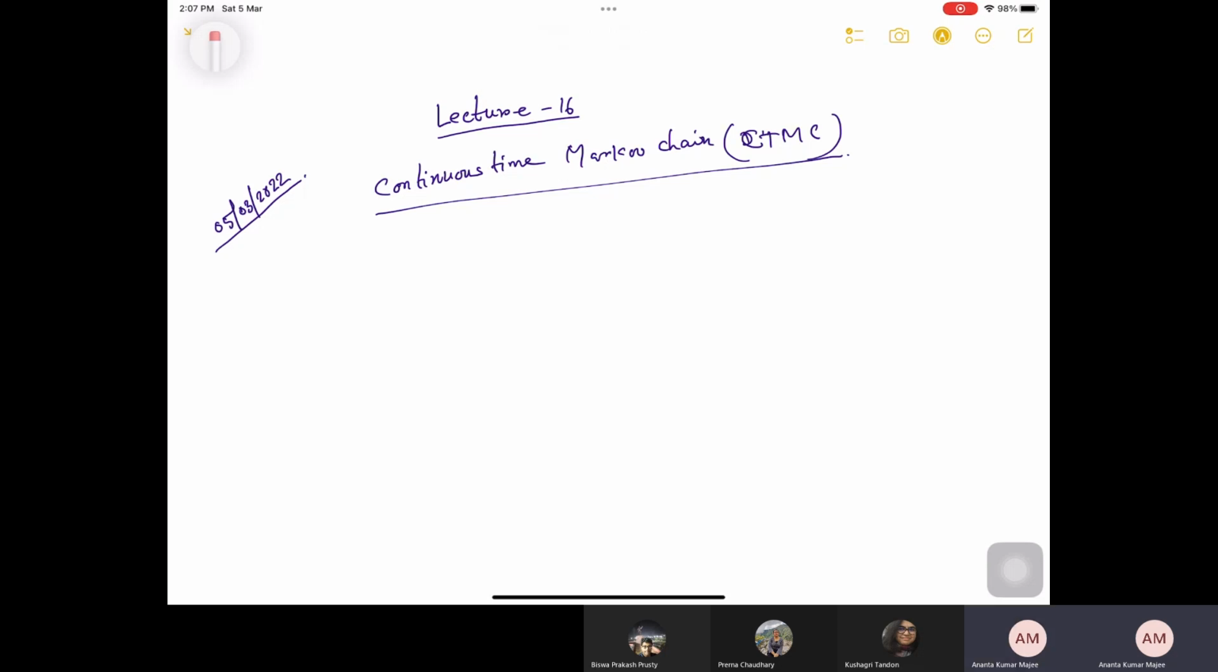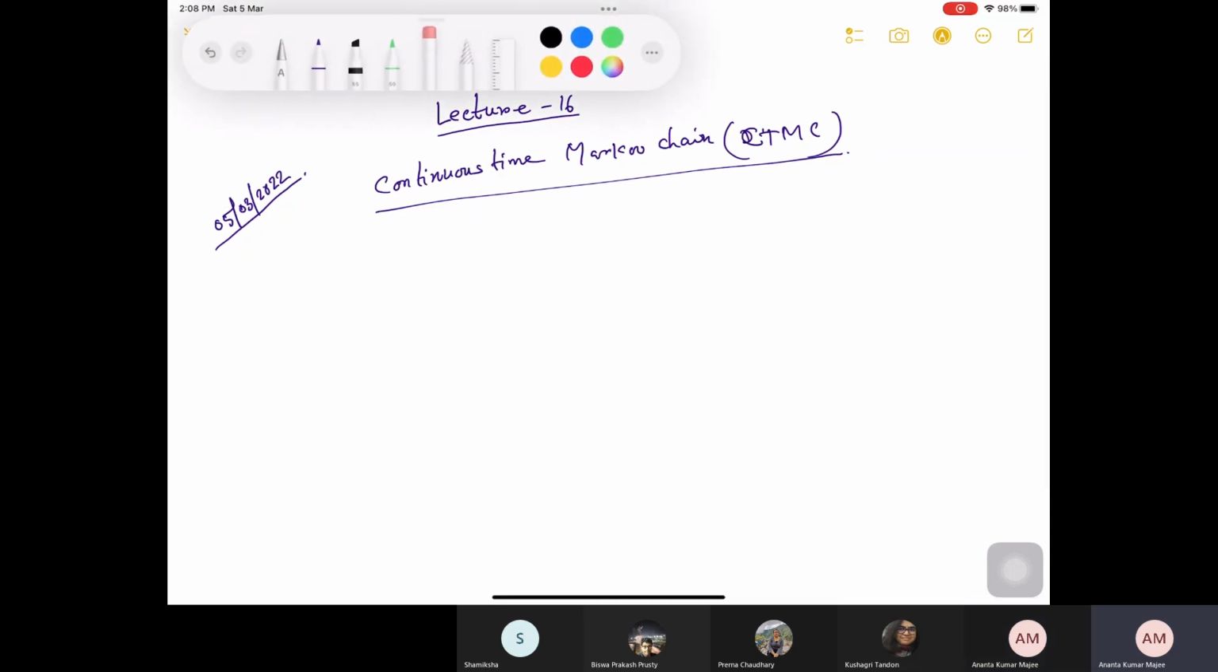So continuous time Markov chain means again the state space may be finite or may be countable, but the time domain is 0 to infinity. A continuous time Markov chain is again a Markov chain, but it will be a discrete time Markov chain if you discretize the times, say t1, t2, up to t_n. So in particular, what I'm saying is the following.